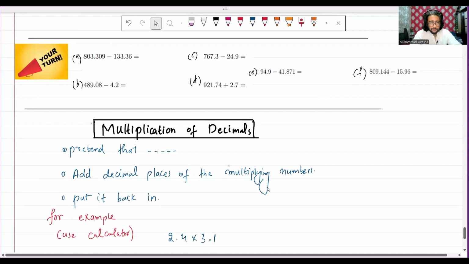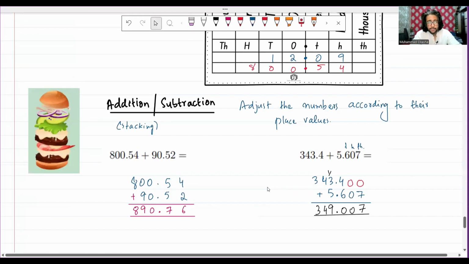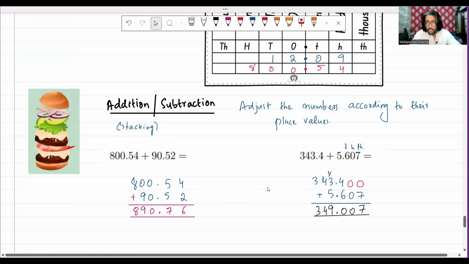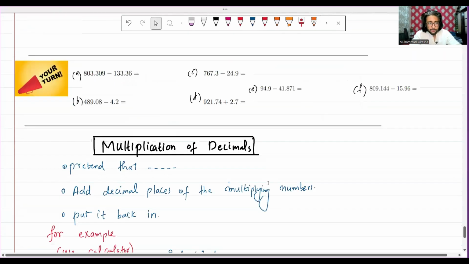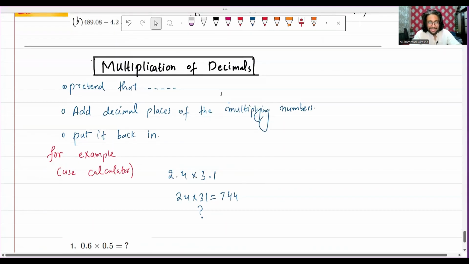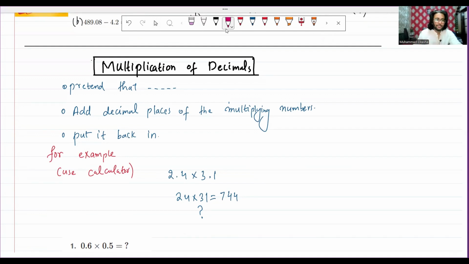Multiplication of decimals. How do we multiply decimals? Okay, so in addition, we stack them on top of each other. When doing multiplication, we pretend that the decimal points don't even exist. It's funny, right? We pretend that the scary decimal points don't even exist.